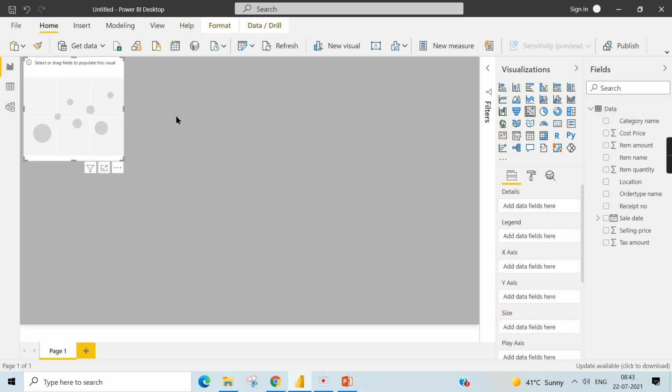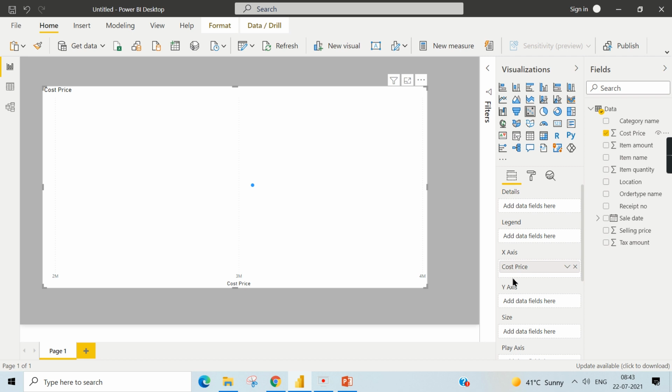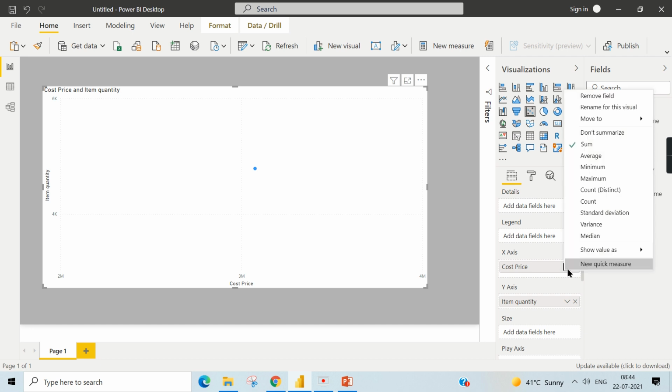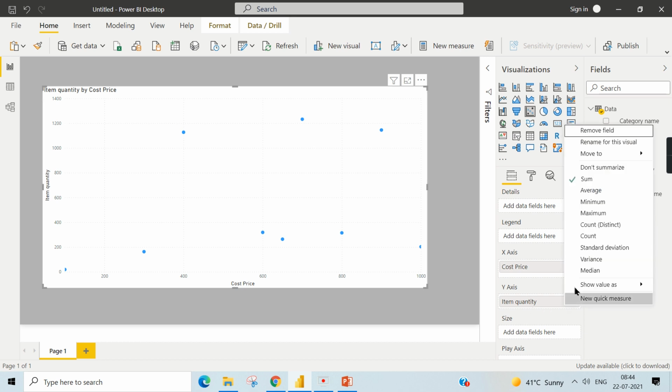So for the scatter chart, first things first, let us drop this one here and use the cost price in the x-axis, then use the item quantity in the y-axis. I hope you can see a single dot appearing. Why? It is because both are summed. But I need to check different cost prices over here. In those cases I need to go for do not summarize. As soon as I do that, the data is split across different cost prices against item quantity. This one I do not want to make do not summarize, let it be a total quantity.